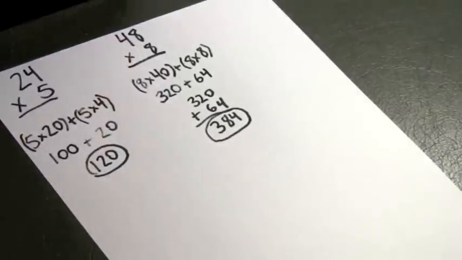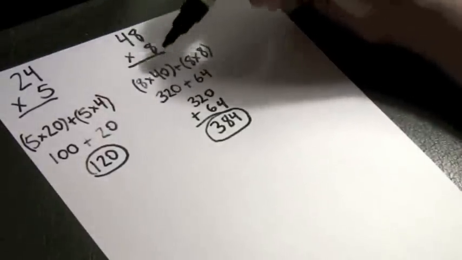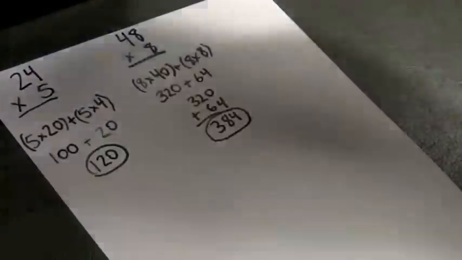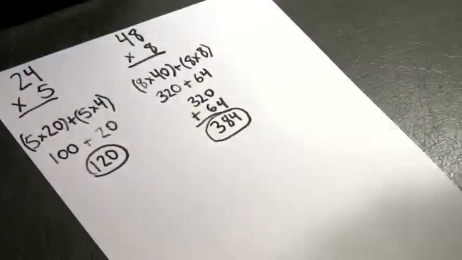And that is how you use distributive property to break down your tens and ones to help you solve two-digit by one-digit multiplication.